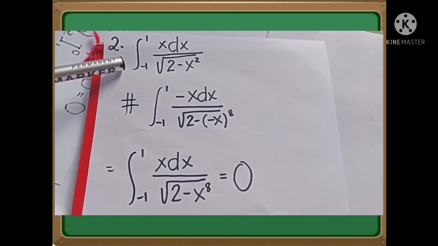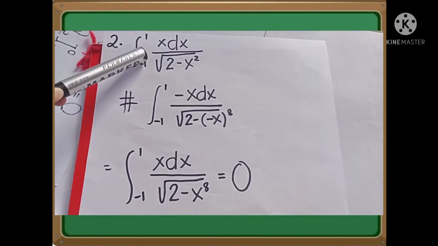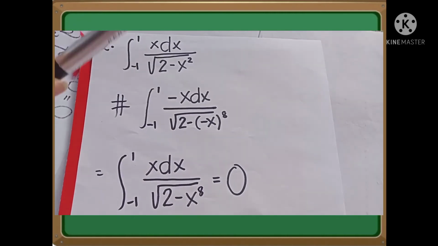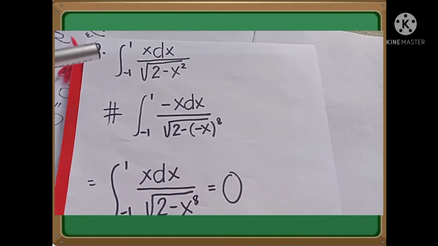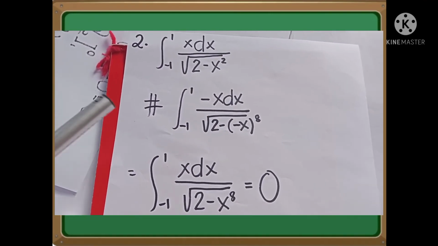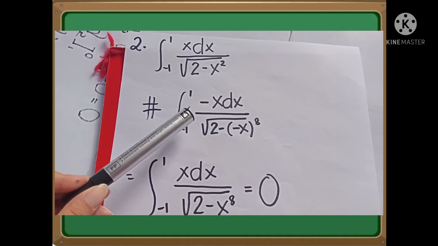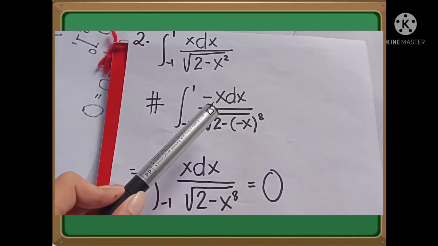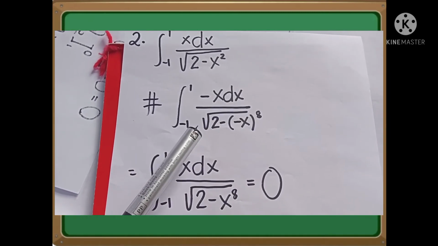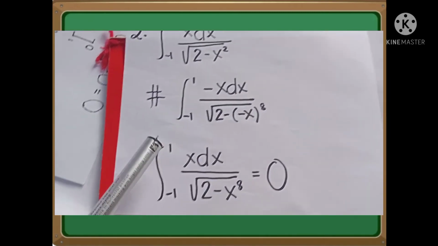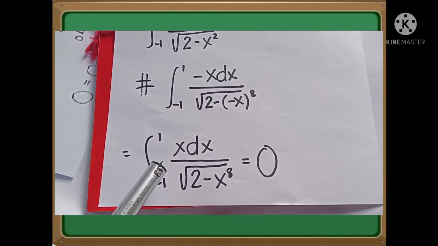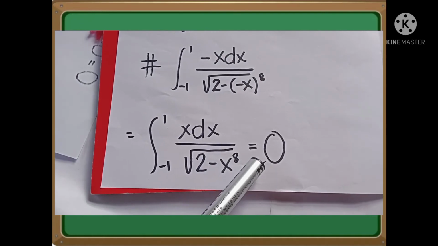This is example number 2. Let's evaluate the integral of x dx over the square root of 2 minus x squared with the limit of negative 1 to 1. After substituting x with negative x, the function becomes negative. Therefore, the function changes sign, so it is an odd function. By the application of the theorem, the value of the integral is 0.